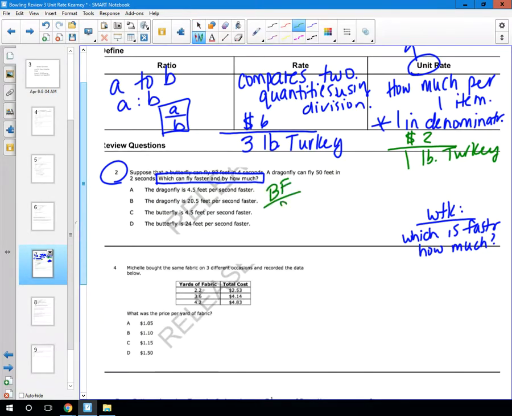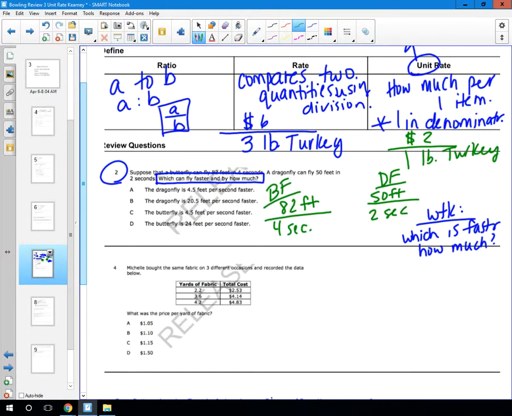can fly 82 feet in 4 seconds, or I know that the dragonfly can fly 50 feet in 2 seconds, okay? But I really can't compare because I know the butterfly is going further, but it's taking longer, 4 seconds. And the dragonfly is only going 50 feet, but it's going that far in 2 seconds. So I want to know which one is going faster or farther in a smaller amount of time.